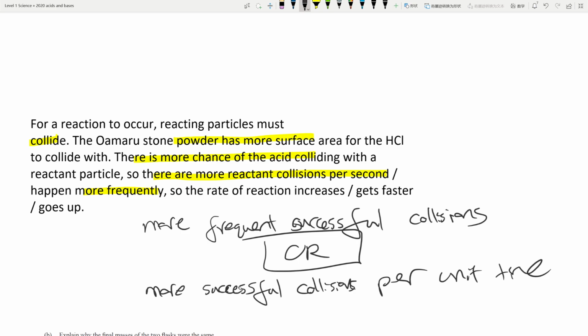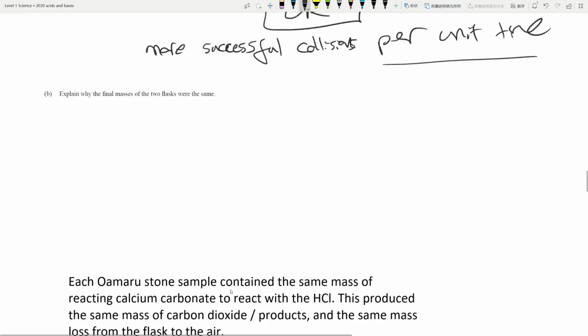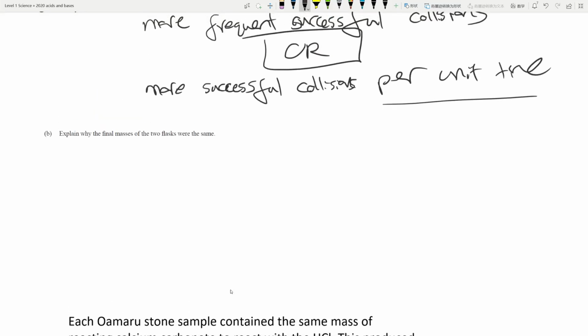Now, I gave this example before. If I say a doctor earns $200,000 a year, a lawyer earns $95 an hour, who earns more money? Then you'd be like, oh, I can't make the comparison because the unit of time is different. So this is what per unit time means. It could be per second. So the reaction that's got more successful collisions per second is obviously reacting faster, therefore it has a higher rate of reaction. Okay, now explain why the final masses were the same, because they have the same amount of ingredients.